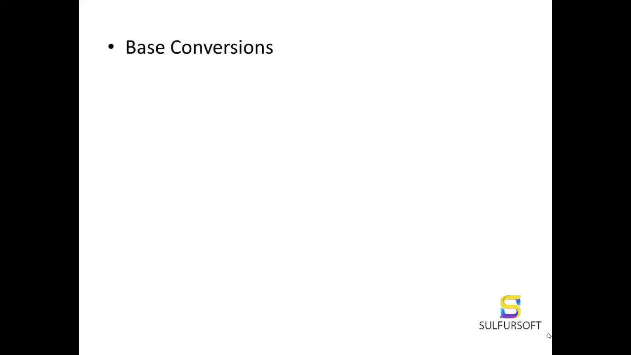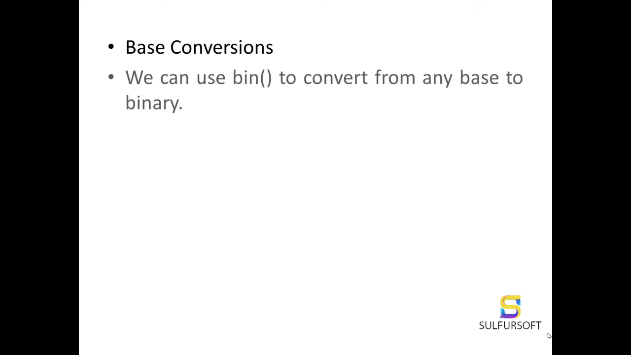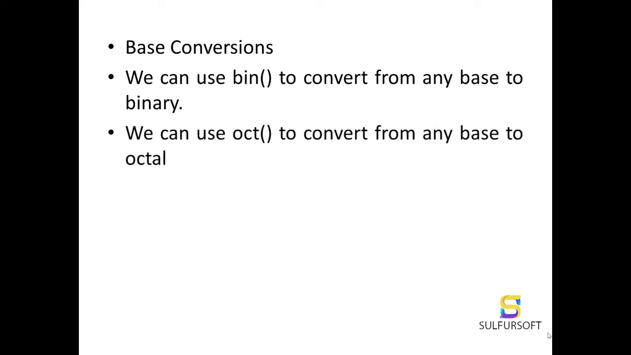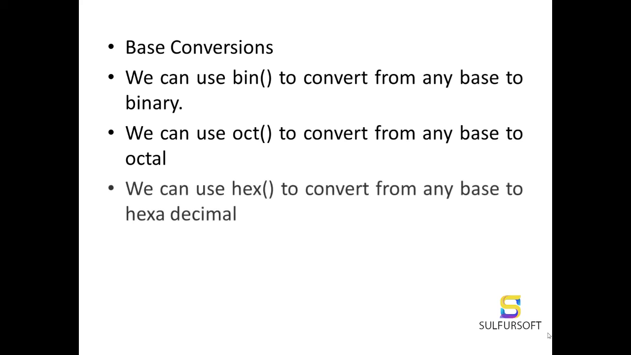Python gives us flexibility and different useful functions to convert one base form to another base form. For example, we can convert any base form to binary base form using the bin function. Similarly, from other bases, I can convert to octal using the oct function, and I can convert from other bases to hexadecimal by using the hex function. Let's discuss this on the pie chart.